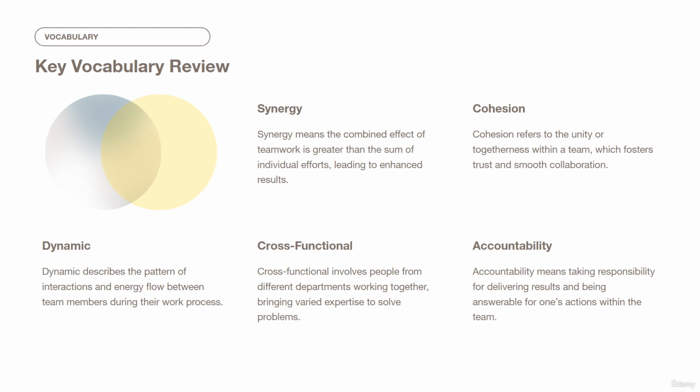Cohesion refers to the unity or togetherness within a team, which fosters trust and smooth collaboration. Dynamic describes the pattern of interactions and energy flow between team members during the work process. You often hear team dynamic. Cross-functional involves people from different departments working together, bringing varied expertise to solve problems. So if I think my team is missing a particular characteristic and I really feel like I need that in my team, I might go look at another department and say, hey, can you come and help us with this a few hours a week?